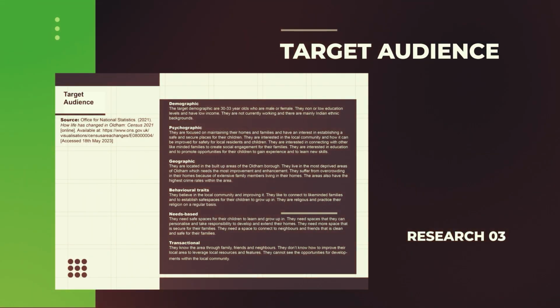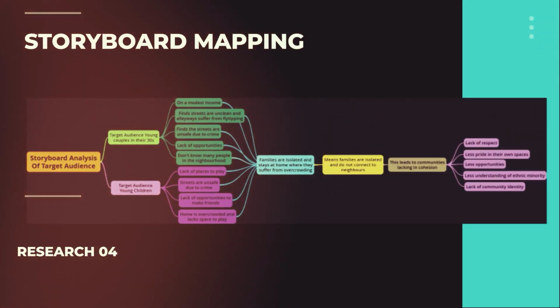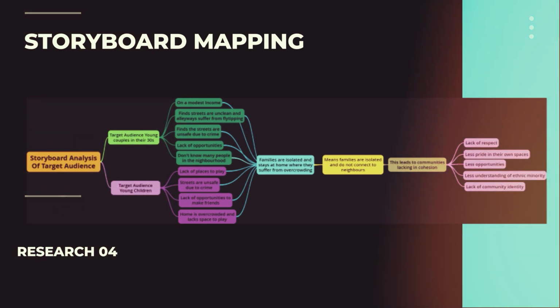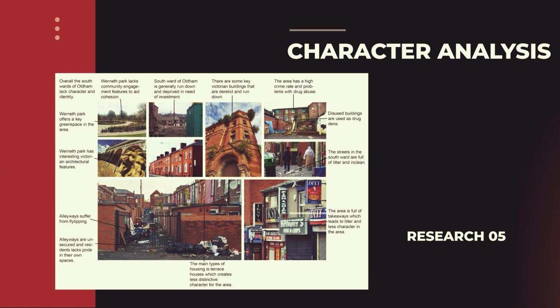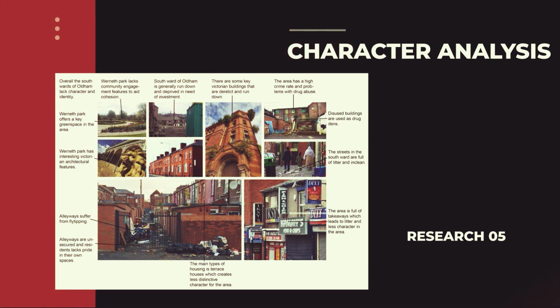The target audience are young families with a need for space. They are also interested in maintaining their homes and provide a secure and safe environment for their families. The storyboard mapping revealed that there is a lack of respect for local spaces. There is also a lack of community identity and the streets are too unsafe to play in. The area lacks identity and is monotonous, with problems of drug abuse. The area is spoilt by fly tipping, takeaways and derelict buildings.